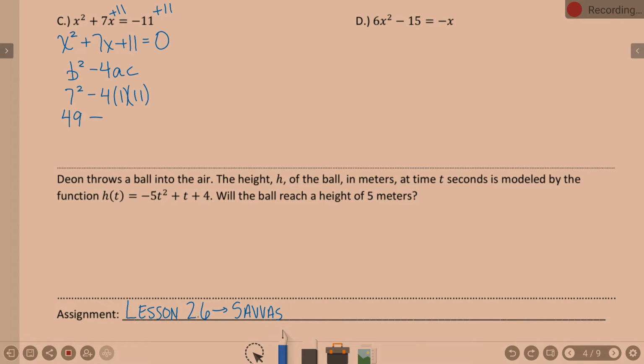7 squared is 49. 4 times 1 times 11 is 44. What do you know about 49 minus 44? It is 5. What do we know about 5? 5 is a positive value. Because 5 is positive, there are 2 real solutions, yes? Now, let's talk about, real quick, if those solutions are going to be rational or irrational.